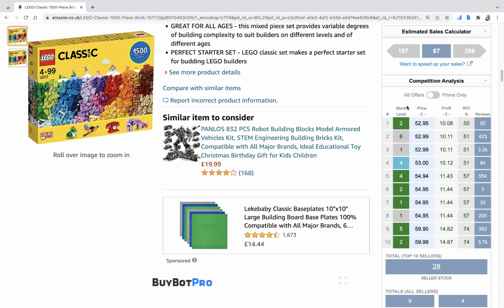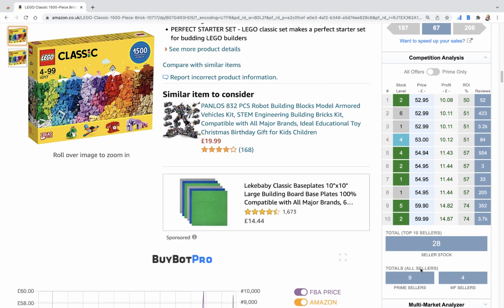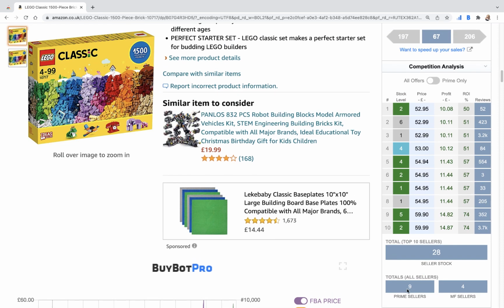And then you can just work your way down the list, having a look at who the competition are. Now, one of the first things to look at is how much stock there is. You can see down here, it says 28 seller stock. So the top 10 sellers, positions 1 to 10, have a total of 28 in stock. If you look back up at your estimated sales, the estimated sales are 67 a month. And you can see that there are only 13 sellers in total, and the top 10 have got 28 in stock.